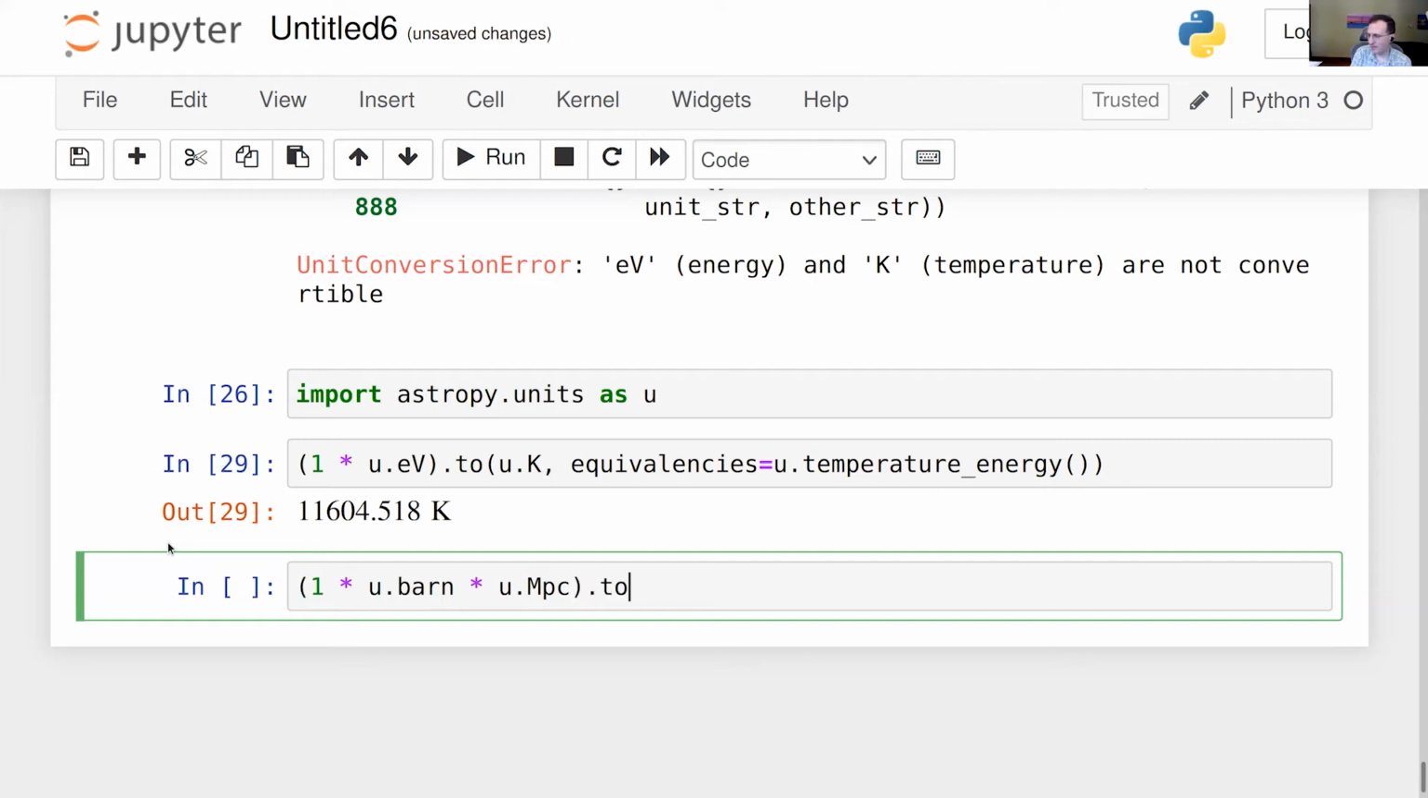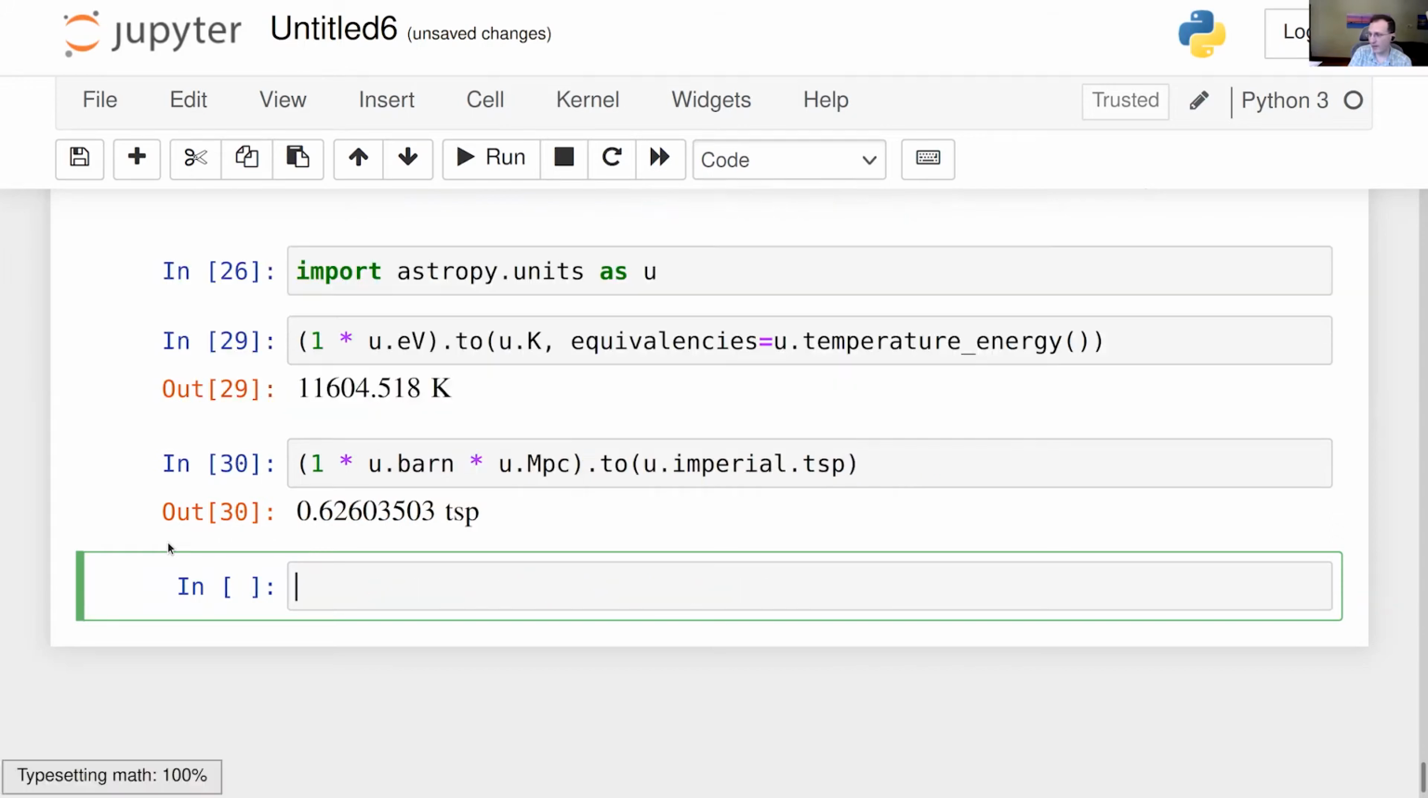You can say that is 2 u.imperial teaspoon. So we can convert a barn megaparsec to teaspoons, and we get that a barn megaparsec is about 3/5 of a teaspoon. All right.